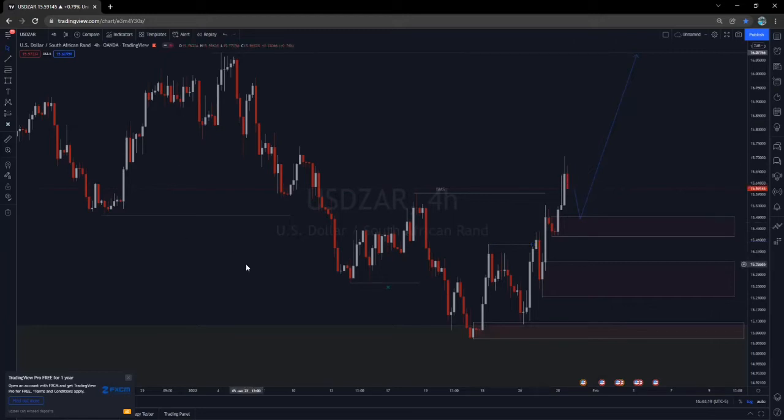So last week, or was it the week before, I was expecting the market to react off this area. But as you can see, the market has broken through it. So this is why I'm having a change of sentiment. But yeah, these are my thoughts on USDZAR. Let's move on to another pair.